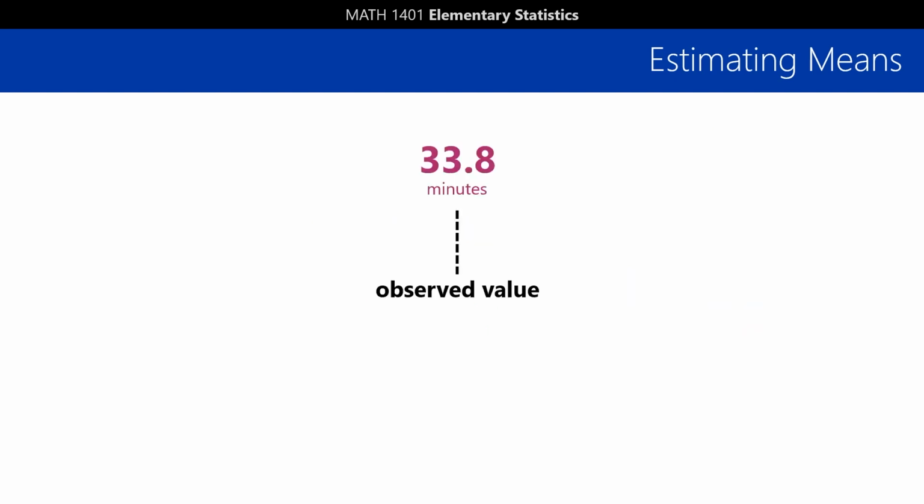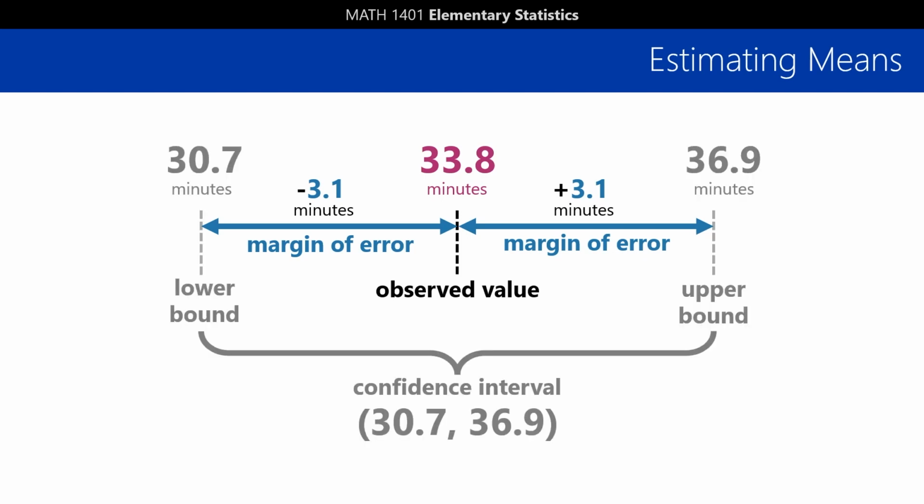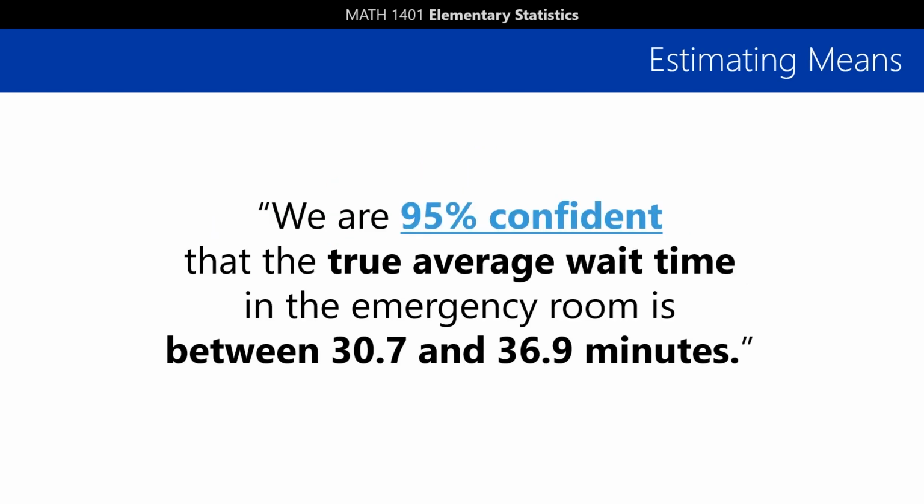Our sample mean was 33.8 minutes, and we just found that the margin of error was about 3.1 minutes. So that means that the true population mean could be off by about 3.1 minutes in either direction. That gives us a confidence interval of between 30.7 minutes minimum and 36.9 minutes maximum. So now we can interpret our confidence interval. We are 95% confident that the true average wait time in the emergency room is between 30.7 and 36.9 minutes.